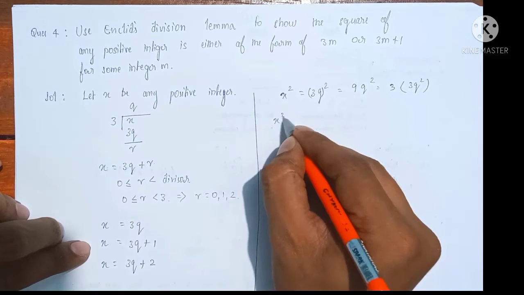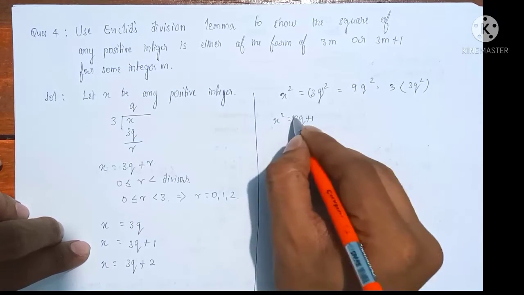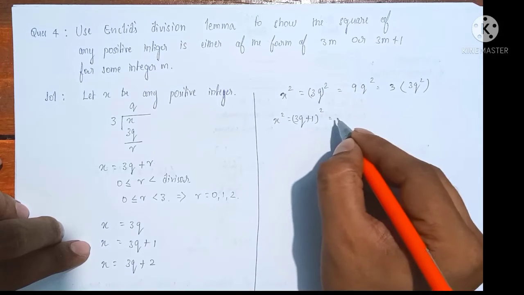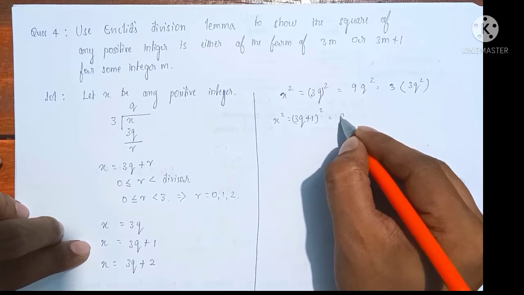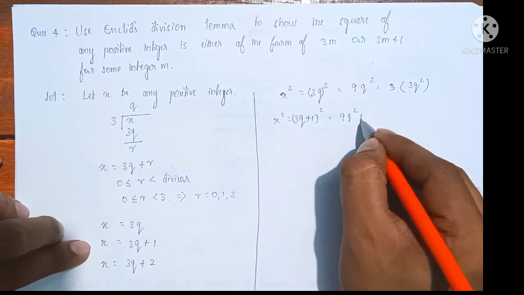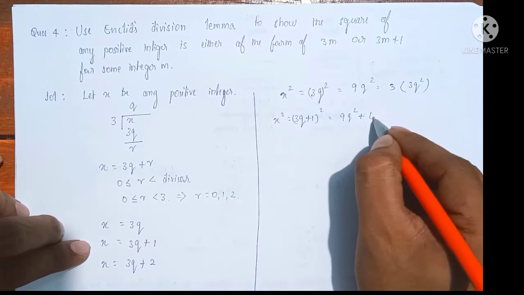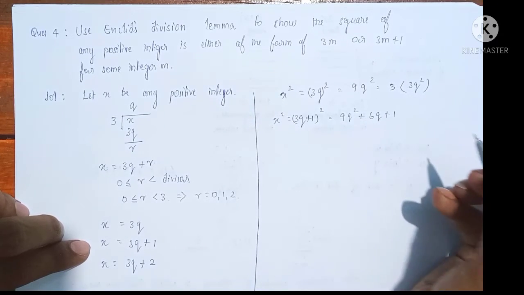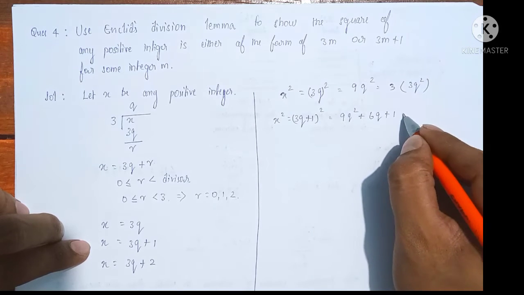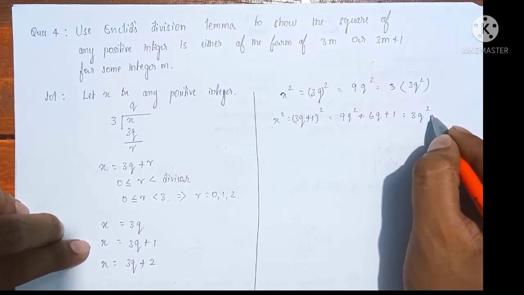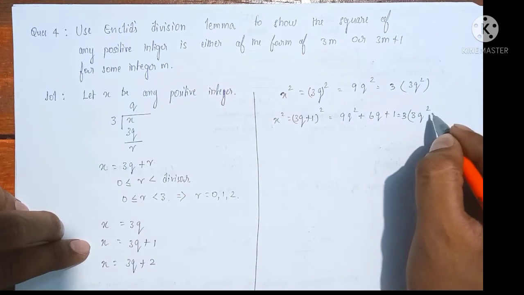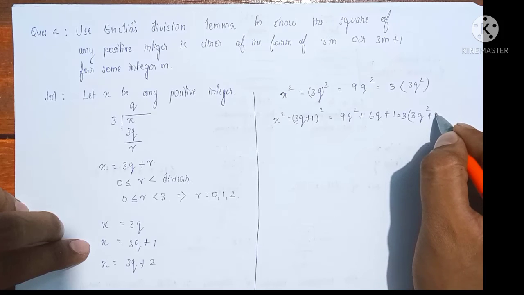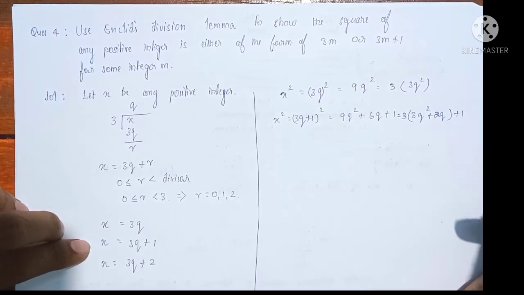The next one, x is equal to 3q plus 1. So x square is equal to 3q plus 1 whole square. What is a plus b whole square? a square plus 2ab plus b square. So we can write 9q square plus 6q plus 1. This we can write as 3 outside: 3 into 3q square plus 2q, plus 1.